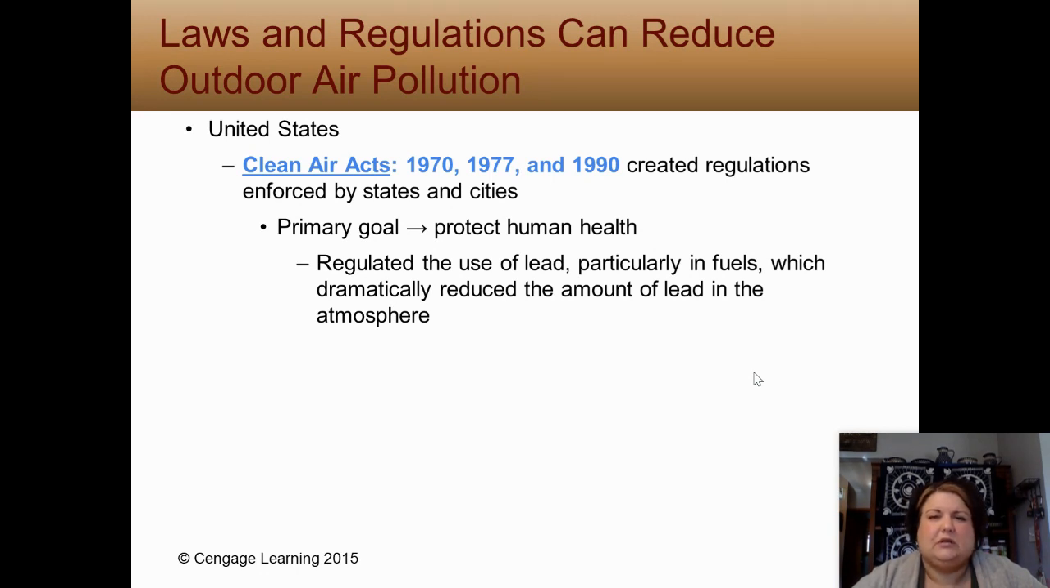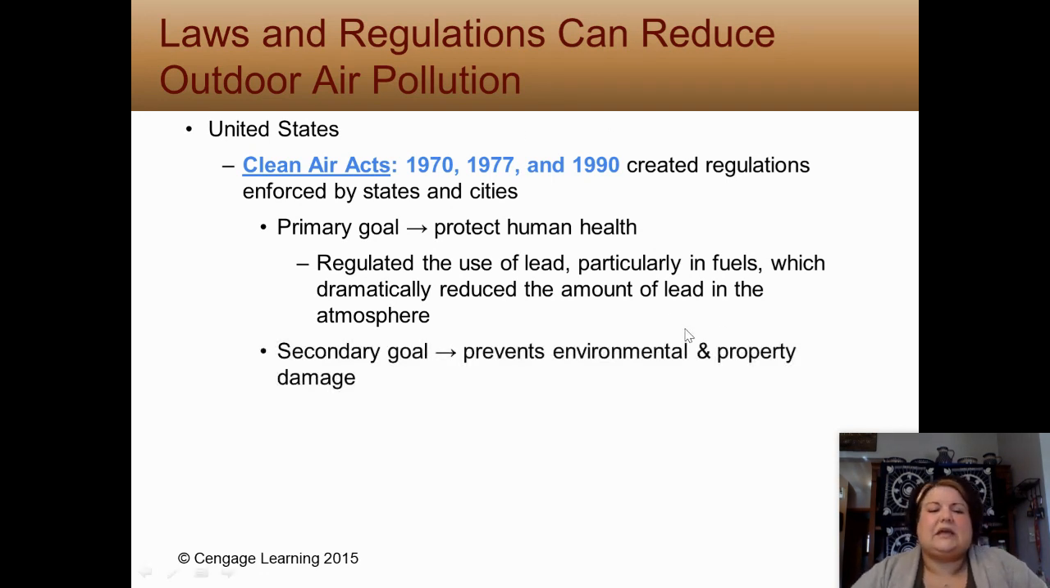It has a low evaporation point, so it evaporates pretty easily. And so there's lead in the atmosphere because of that. So switching to unleaded gasoline, okay? The secondary goal was to protect against environmental and property damage, thinking back to the acid deposition and that statue and stuff like that.